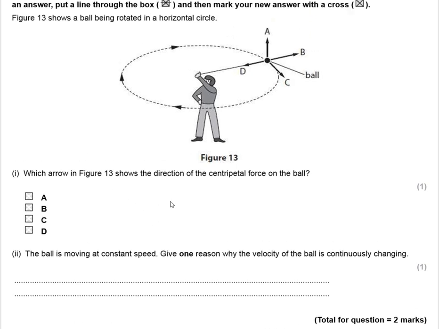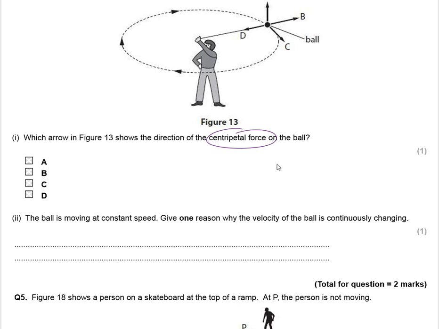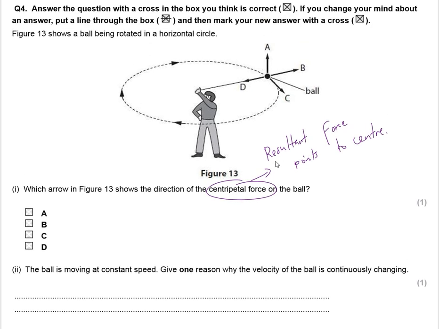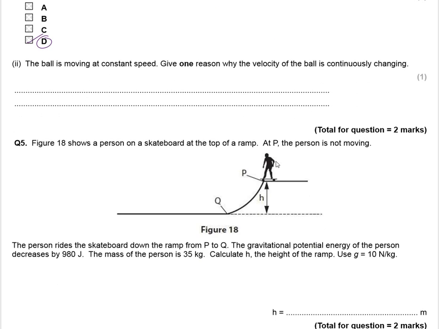Now this one is centripetal force. Remember, centripetal force is a resultant force that points to the center. So which one, A, B, C, D, points to the center? It is D that points to the center. Now, the ball's speed is constant. Why is the velocity changing?